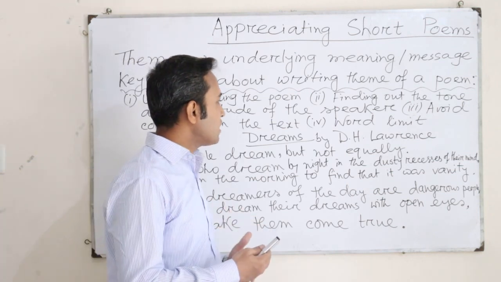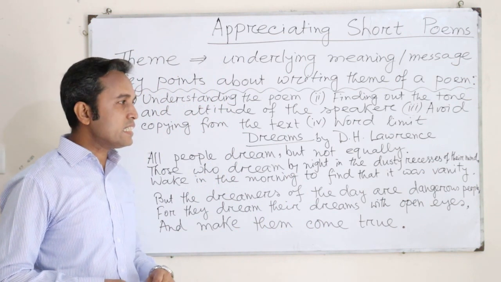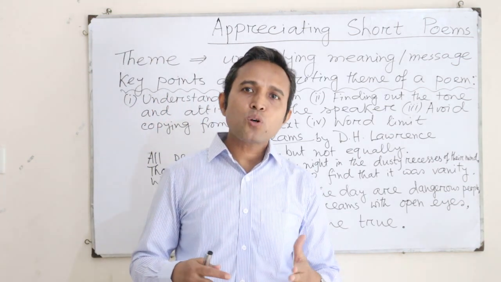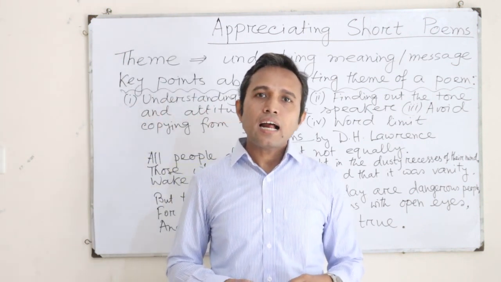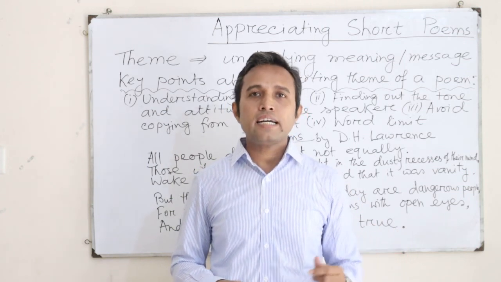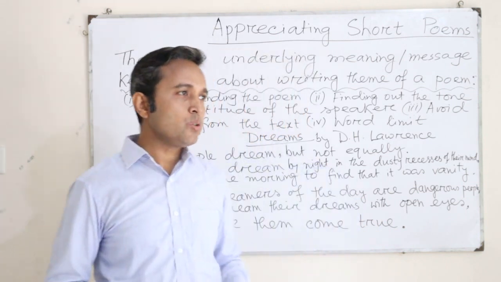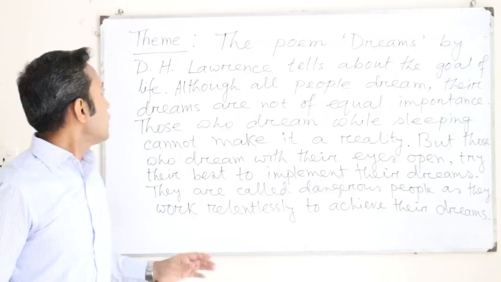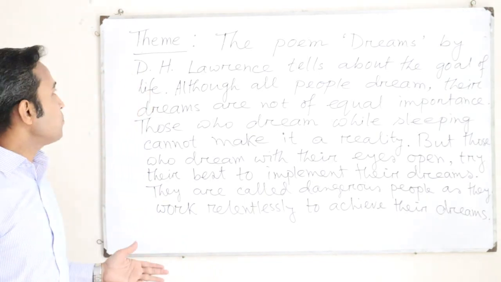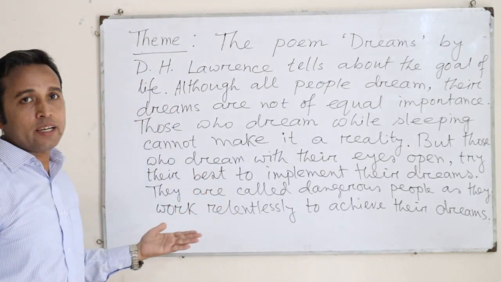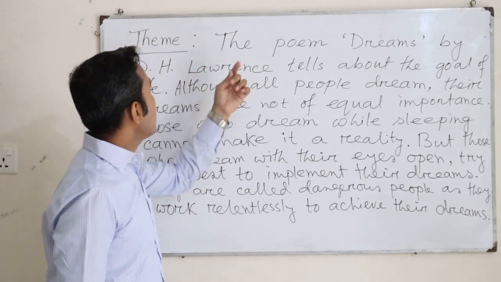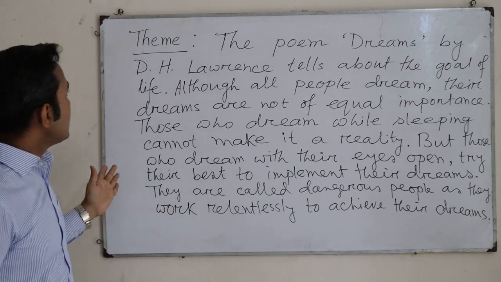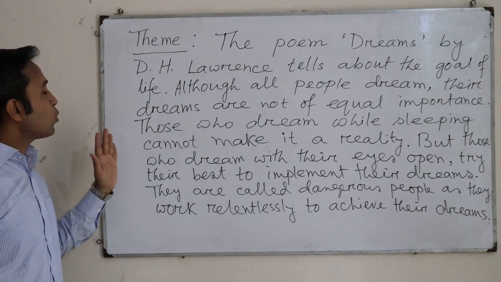So what is the inner meaning implied in the poem? That is, if we dream and try to get closer to it, that will be our main focus. That should be our target. Now, I would like to write down the theme for your better understanding. Okay, I have written down the theme of the poem in my own language, in my own way. And the theme is: the poem Dreams by D.H. Lawrence tells about the goal of life.